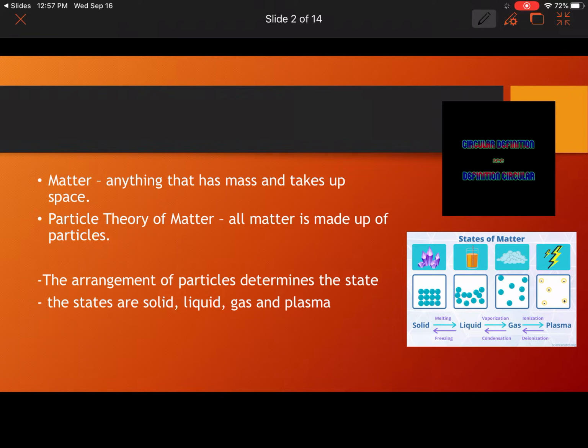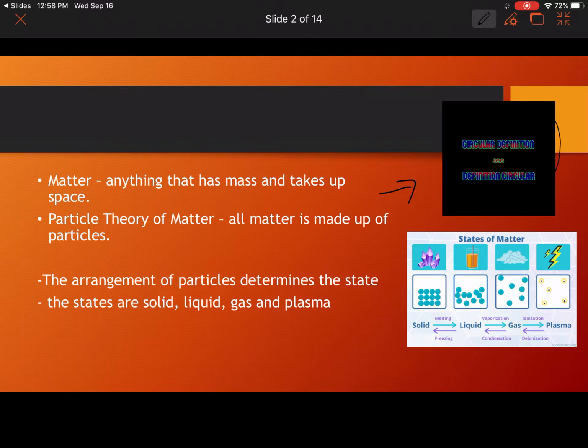first talked about matter. Matter is defined as anything that has mass and takes up space. As part of the grade 7 science curriculum, you might have been exposed to the particle theory of matter. This is a theory that states that all matter is made up of particles. So it is clearly a circular definition there. The particle theory of matter: all matter is made up of tiny little particles.